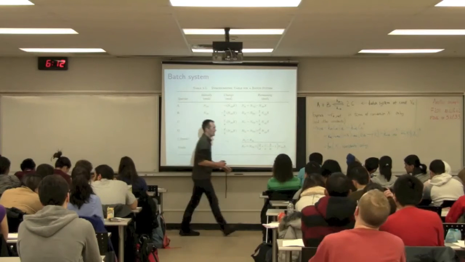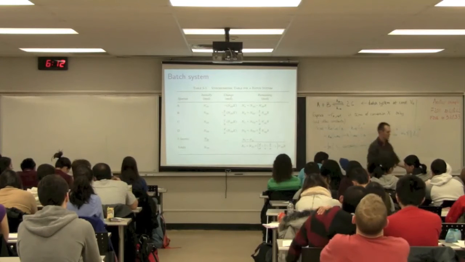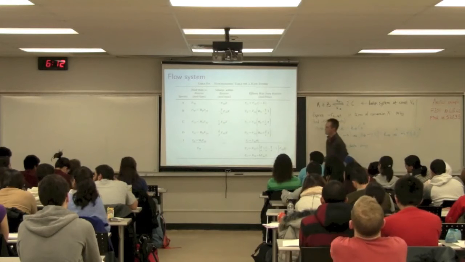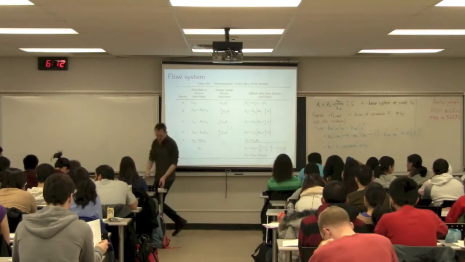Okay, so the next step then is to go to closed systems. That's what the second table is about. So for a closed system, we have the following.